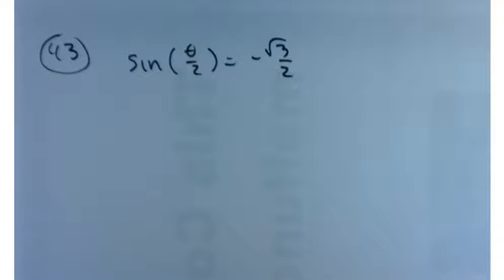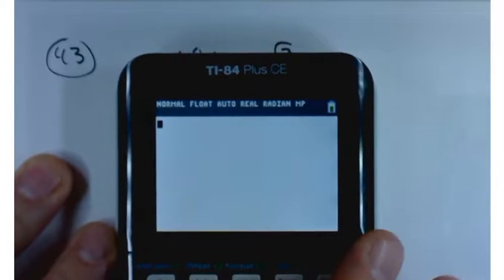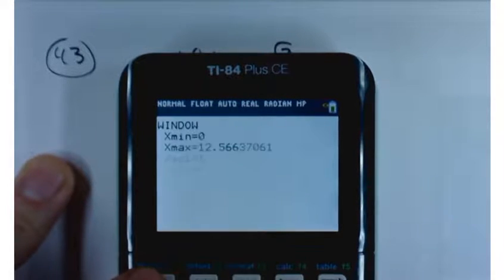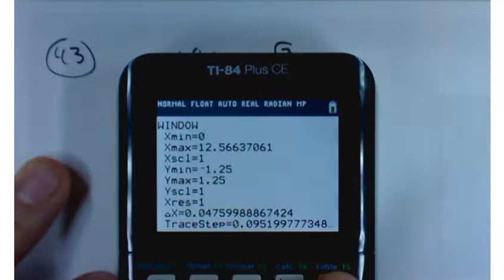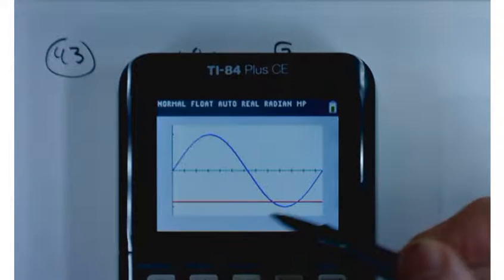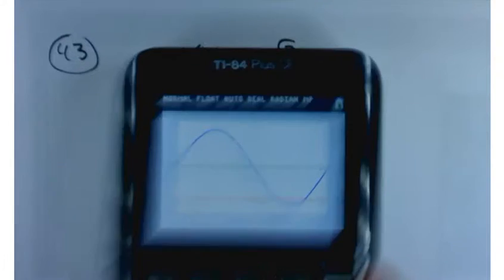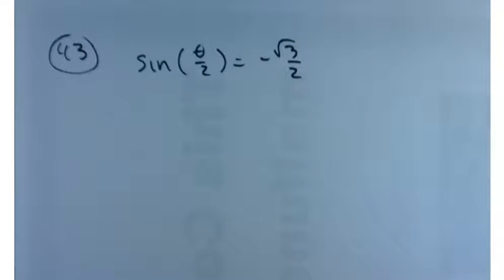Let's try solving problem 43 here from section 3.3. We started by graphing this thing and looking in the interval 0 to 4 pi. When we looked at the graph, we expected two solutions in that interval. So we'll keep that in mind as we work through things.